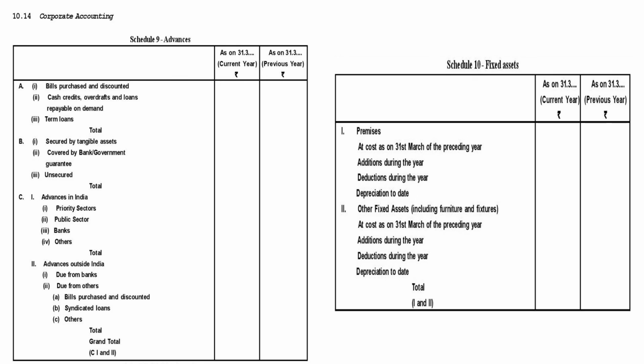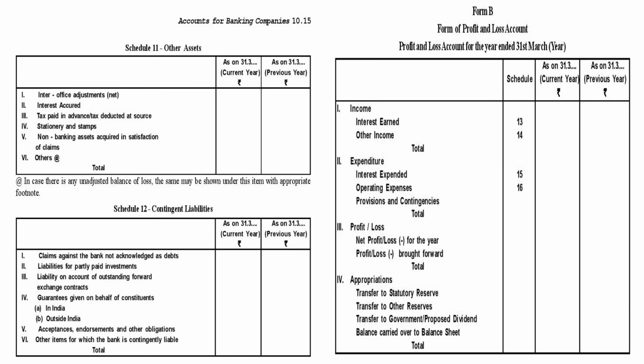So see, the sixth one is cash and balance with the Reserve Bank of India. Cash is kept with the banks and some cash may be kept with the Reserve Bank of India. That may be mandatory. Then the seventh schedule, balance with banks. Banks means some other banks. Money at call and short notice means some amount might have been invested for a short period of time.